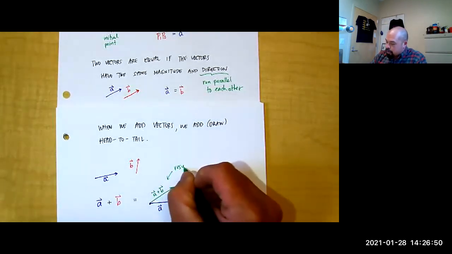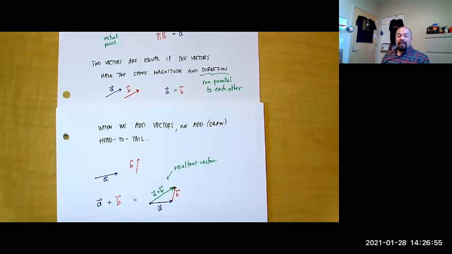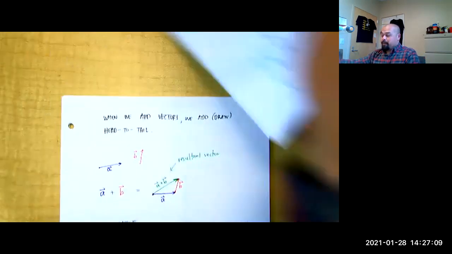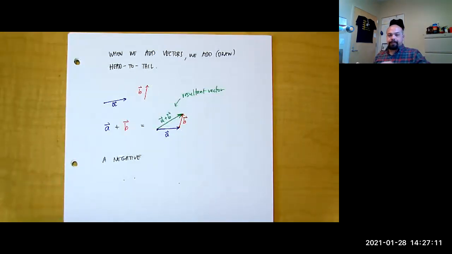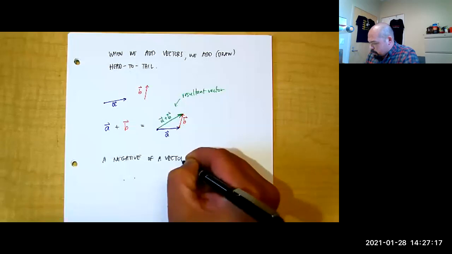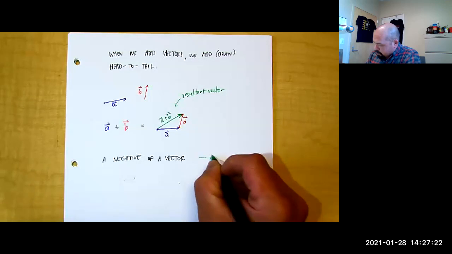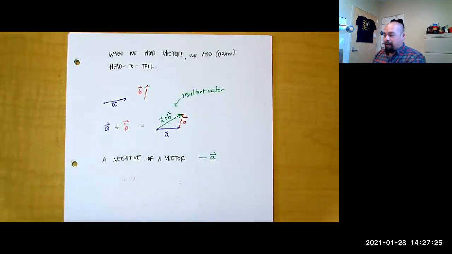We also can call this my resultant vector, right? The result of adding those two, okay? And so then here, a brief statement, a negative, or basically when we start to get into subtracting vectors as well, right? A negative of a vector, right? Like having negative A, okay? I know I've exaggerated that negative sign, right?